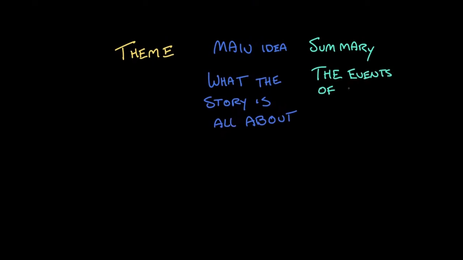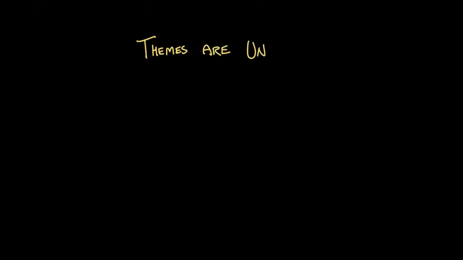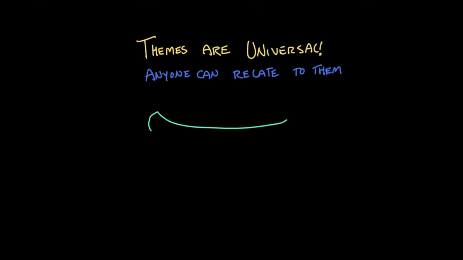Now, theme is different from the main idea of a story or its summary. The main idea is what the story is all about, and the summary is the events of the story. It's the plot, it's what happened. But the theme is a lesson or a message that you can take out of the story and apply to your own life. Themes are universal, that is to say, anyone can relate to them.